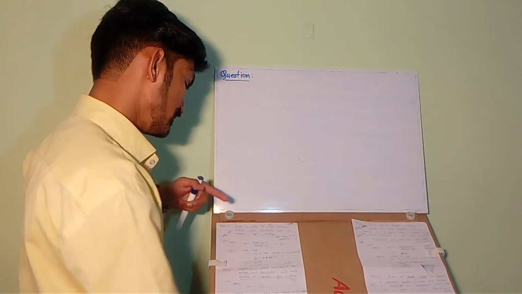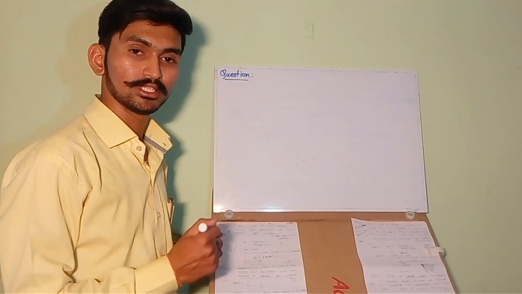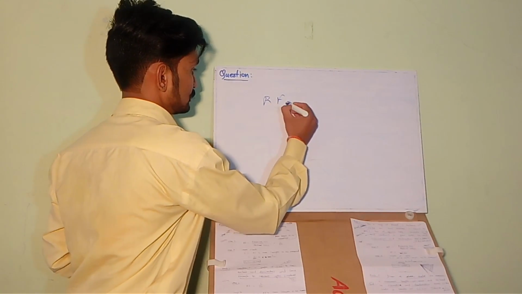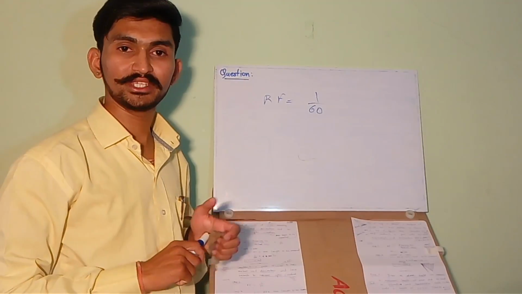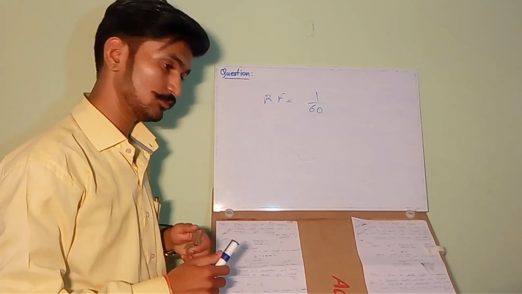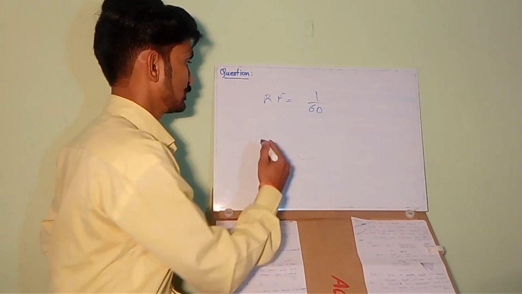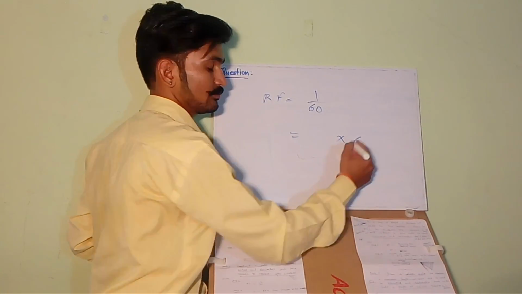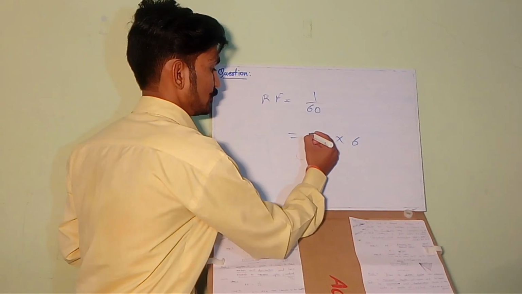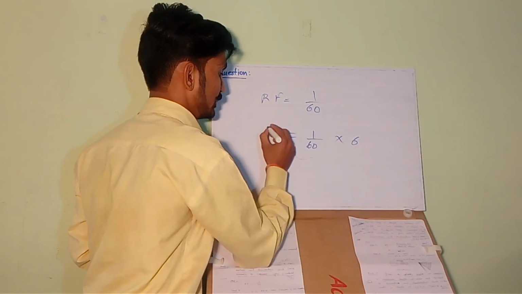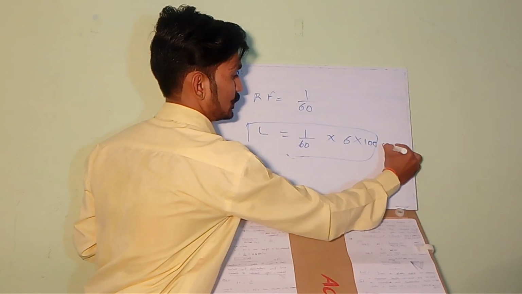The next question is: construct a scale of 1:60. So the RF is 1/60, to show meters and decimeters. Again the same question, and long enough to measure up to 6 meters. Long enough to measure up to 6 meters means it is the maximum length to be measured, which is multiplied by RF to get the length of the scale, and multiplied by 100 to convert it.